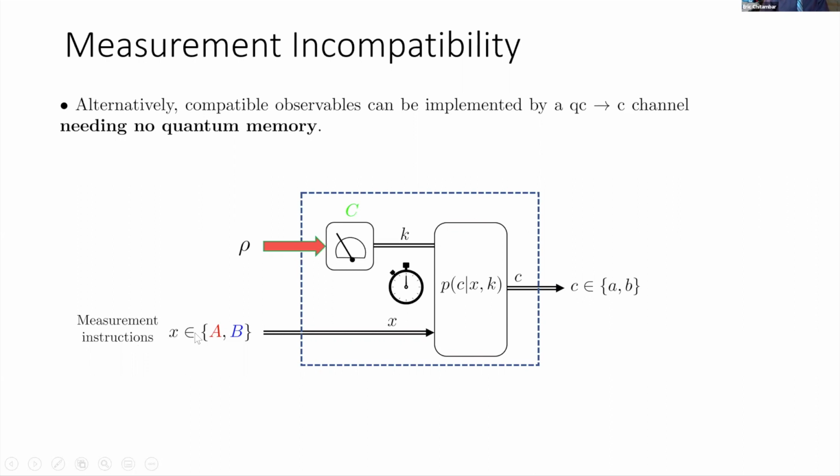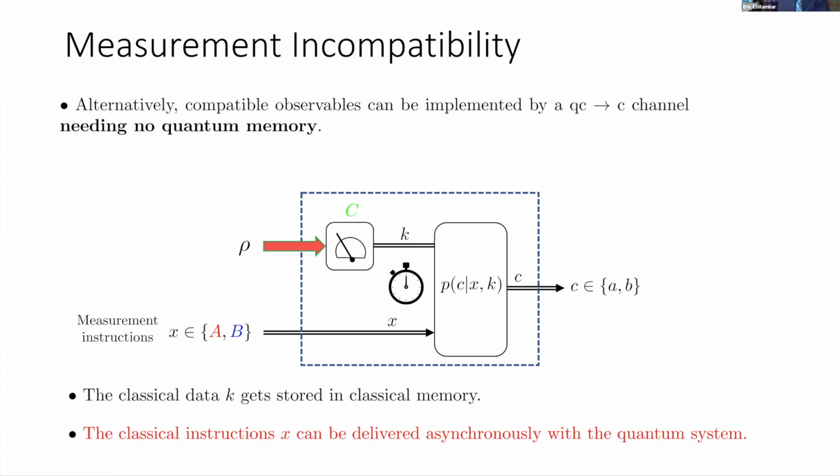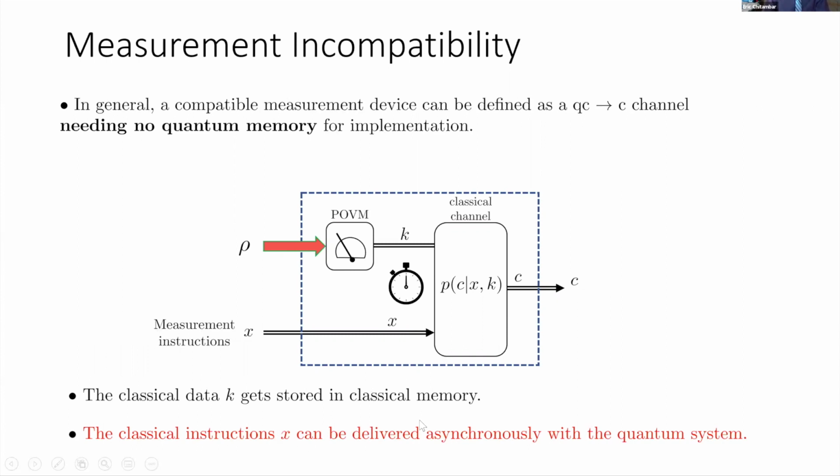And then my measurement instructions can arrive whenever they want. I don't need them to arrive before the quantum state. And I don't need any quantum memory to store my state rho. I measure it right away. Where memory does come in is classical memory, to store this outcome K until the particular measurement instructions X arrive. So it maps the demand for quantum memory into a demand for classical memory. Crucially, the classical instructions can be delivered asynchronously with the quantum system.